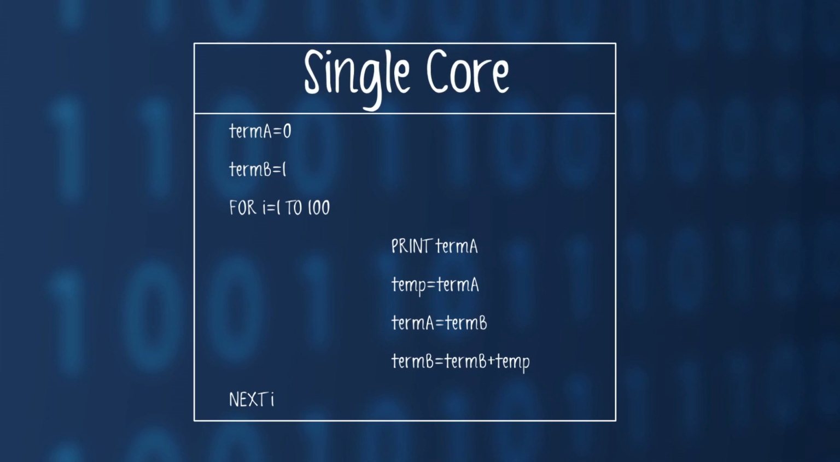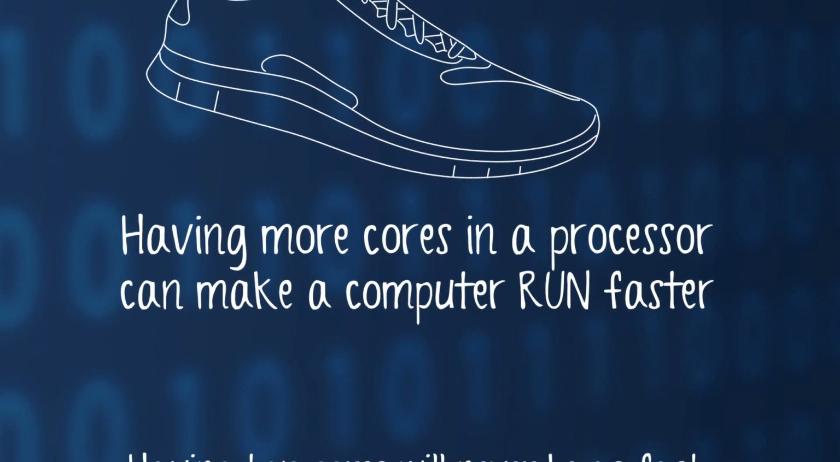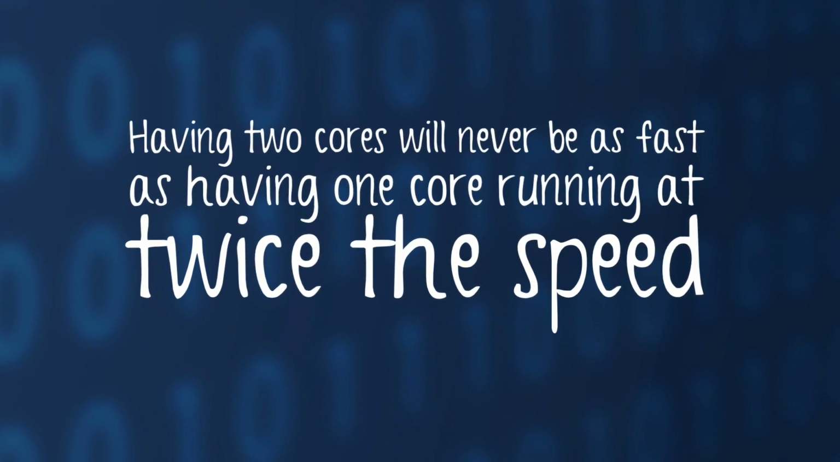Each term in the sequence needs to know the terms before, so there is no benefit from sharing it amongst several cores. In reality, most problems tend to have some parts that benefit from parallel processing and some that don't. Having more cores in a processor can make a computer run faster, but having 2 cores will never be as fast as 1 core running at twice the speed.